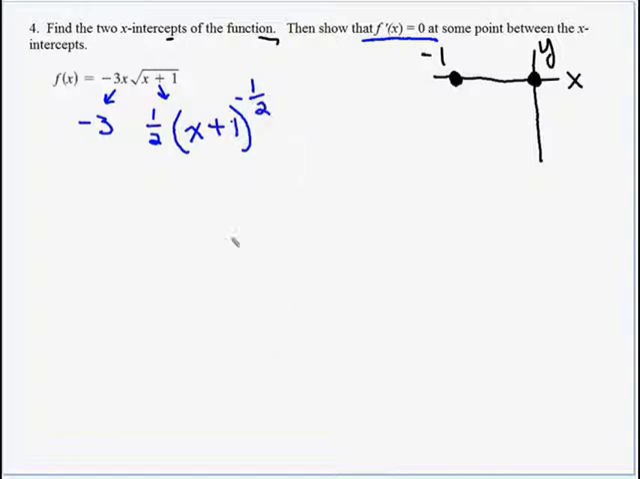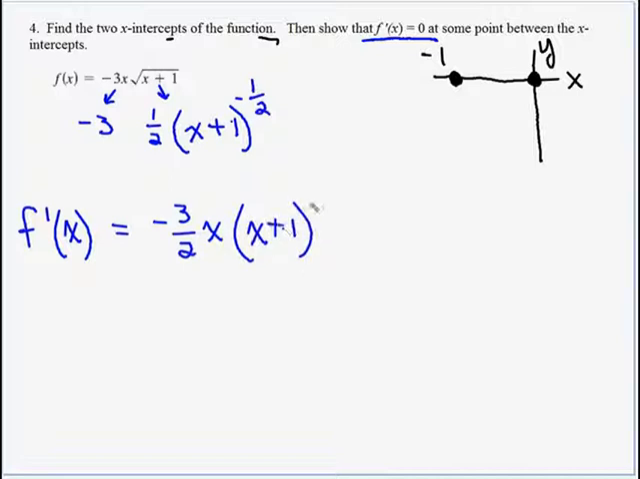Okay, let's product rule this. f prime of x, our derivative of the f function, is first times the derivative of the second, -3/2 x times the quantity to the -1/2 power, plus the second times the derivative of the first. So that's going to be -3, so this will turn into a -3 times x plus 1/2.